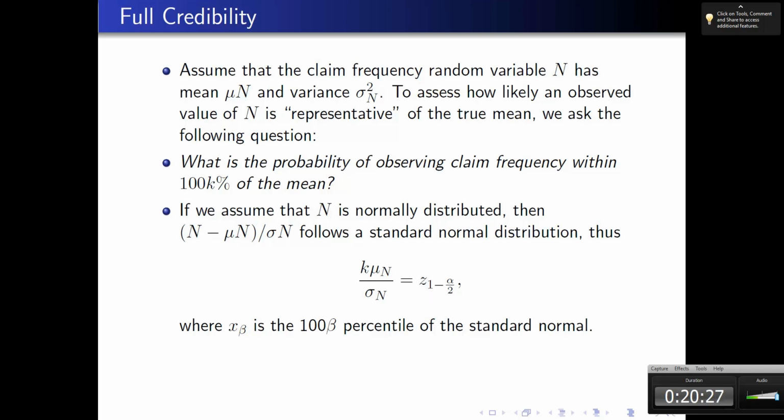This is the percentile, 100k percent percentile of the standard normal distribution. Generally, we need this alpha value to solve tasks. So k over sigma equals to z.